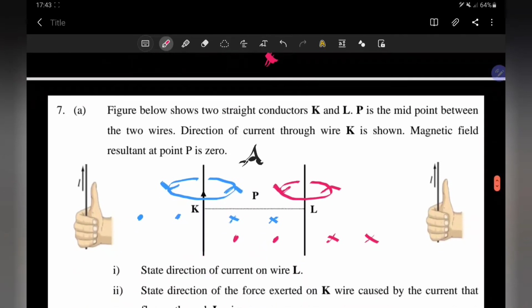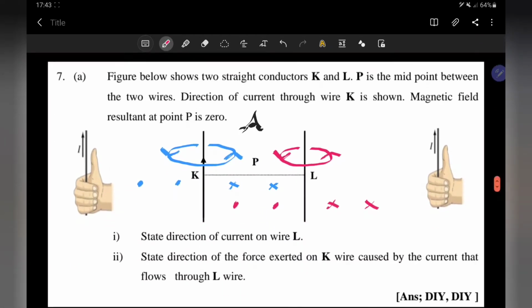Alright, next question is number 7. Okay, the figure below shows two straight conductors, K and L. So this is conductor K and this is conductor L. P is the midpoint between K and L. Determine the current through wire K. The direction of current through wire K is shown. The current on wire K is directed upward.